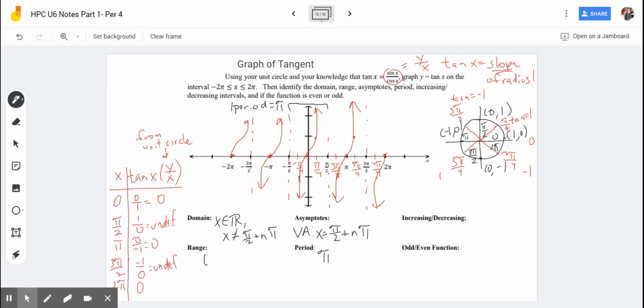The range is negative infinity to infinity, and that's illustrated in this cubic function shape, right? It's going down to negative infinity and then up to positive infinity in the intervals where it's defined. The tangent function is always increasing, and I'm going to put, again, a note: when it's defined.